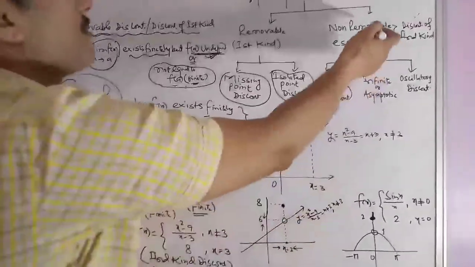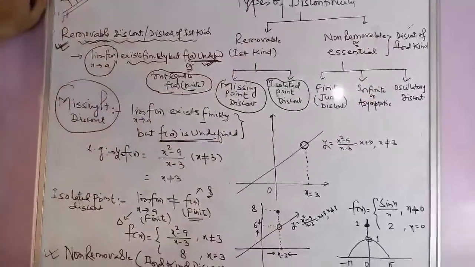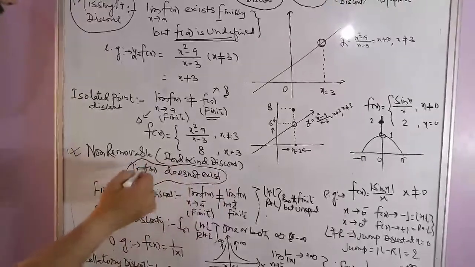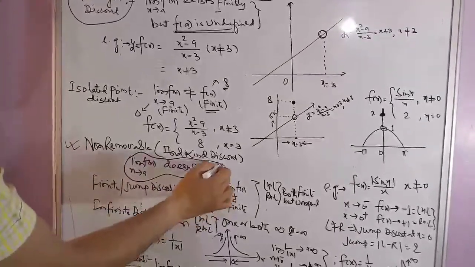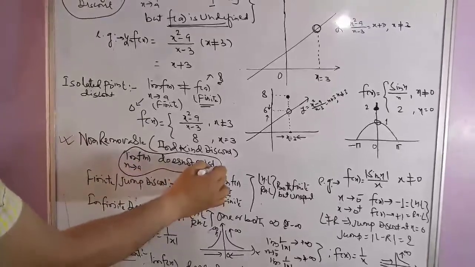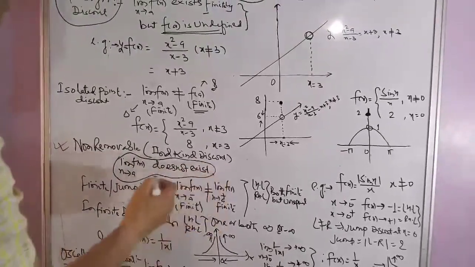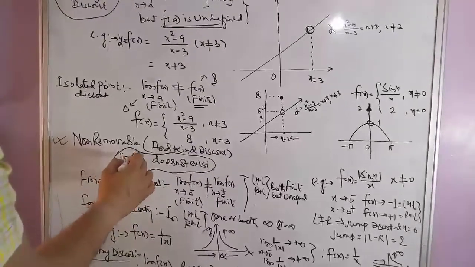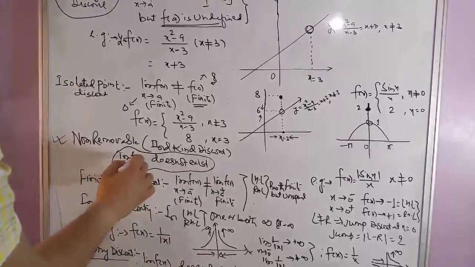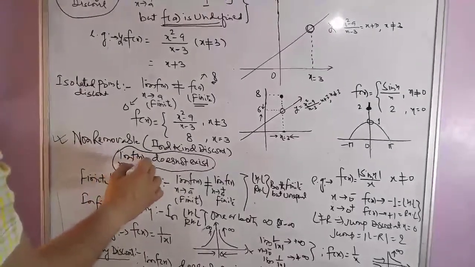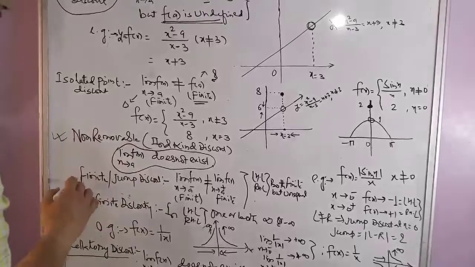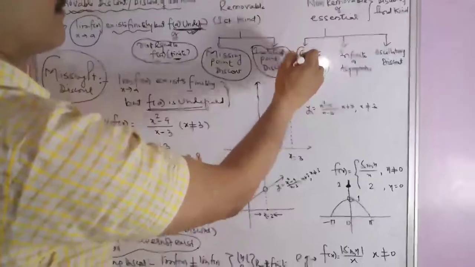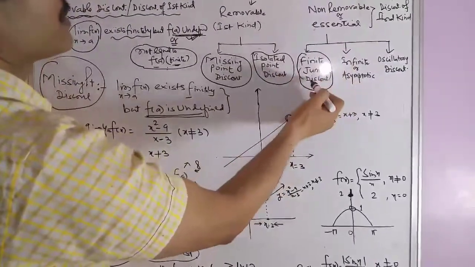Second, non-removable discontinuity or essential discontinuity. In such case, the limiting value does not exist. Left hand limit and right hand limit at x equal to a do not exist. Here we have two cases. Either left hand limit and right hand limit are both finite but not equal, or either of the two, LHL or RHL or both, becomes infinite. First, finite or jump discontinuity. First category, finite type discontinuity or jump discontinuity.